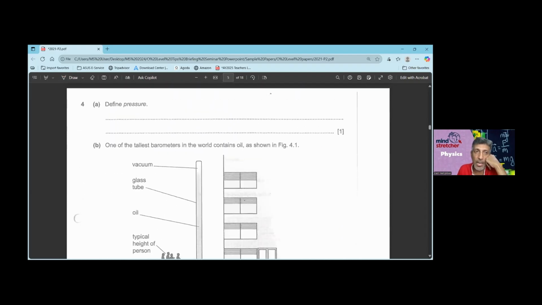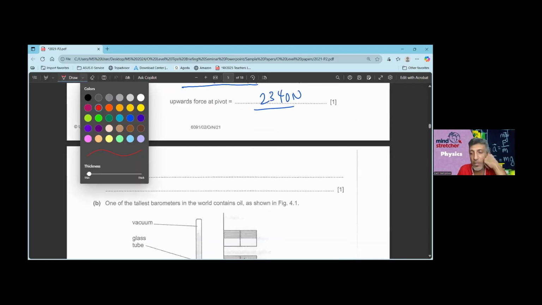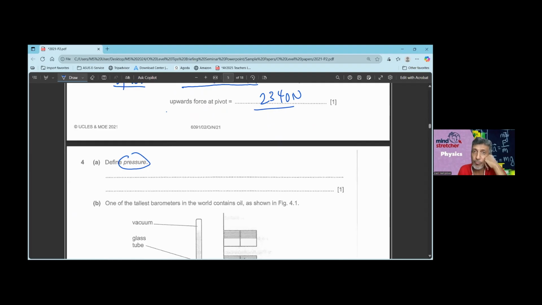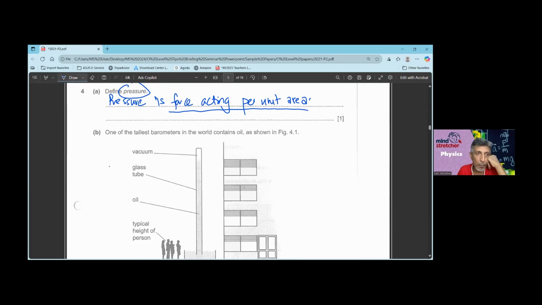Okay, for this question, I am on question number 4. I'm just quickly trying to answer all the questions, which apply to combined science also. Pressure, what is pressure, guys? Pressure is the force acting per unit area. It comes from pressure equals force over area.